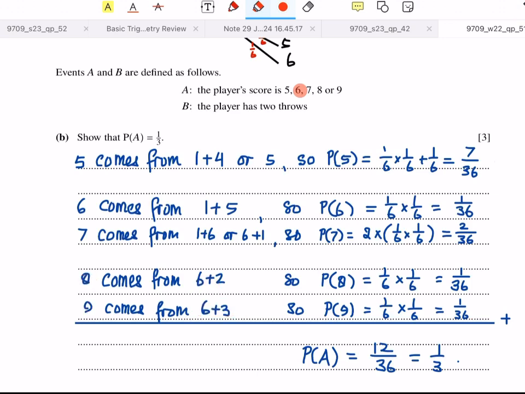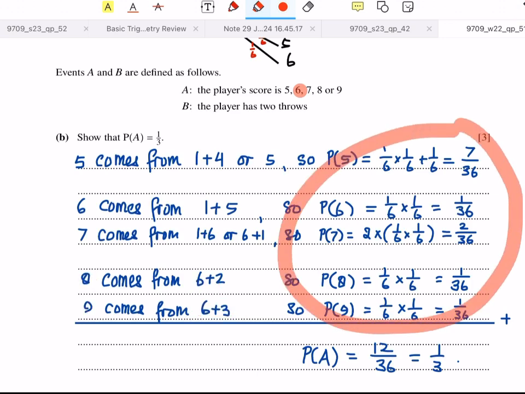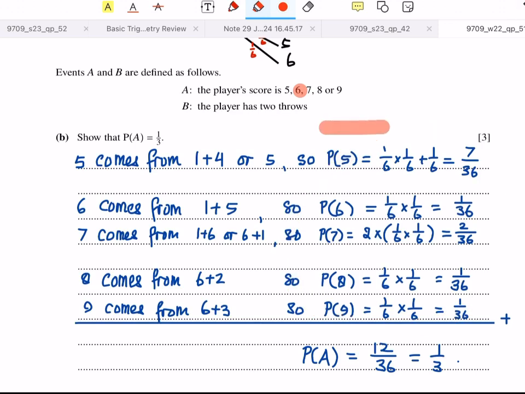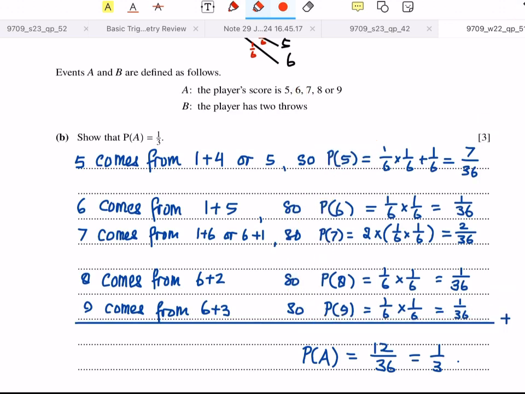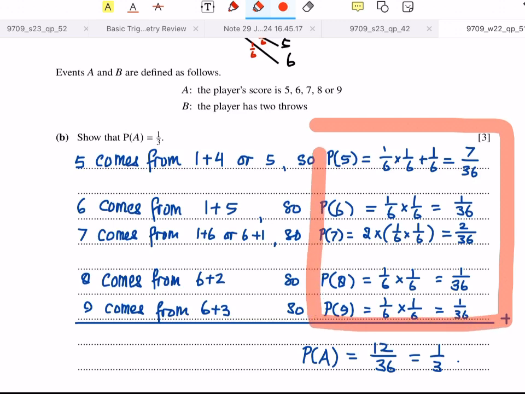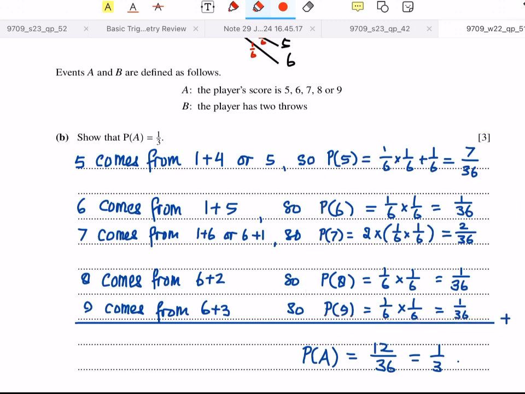And then calculate the probabilities one by one, as they are listed here already. So the probability of A will be the total of these probabilities. So the result is 1/3. So we have shown that the result is 1/3.